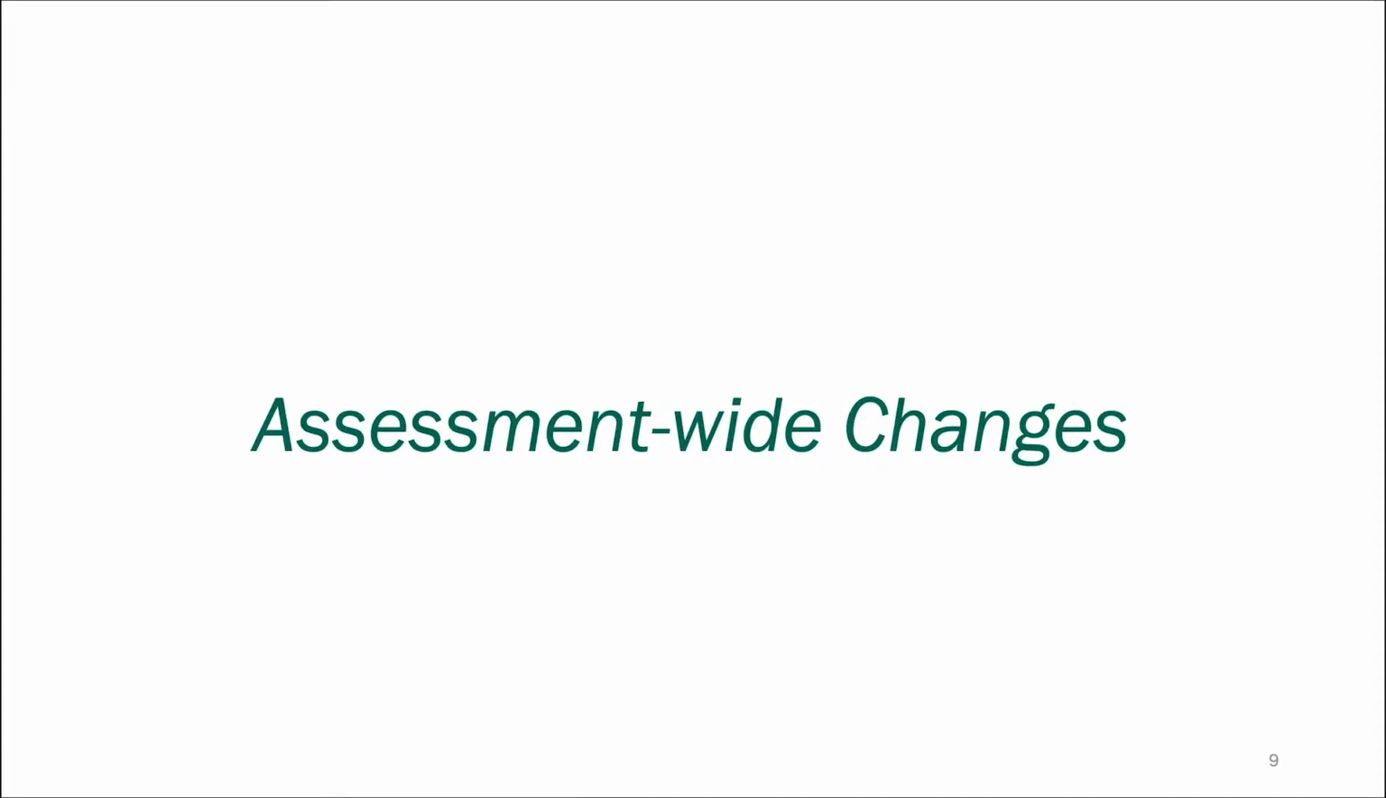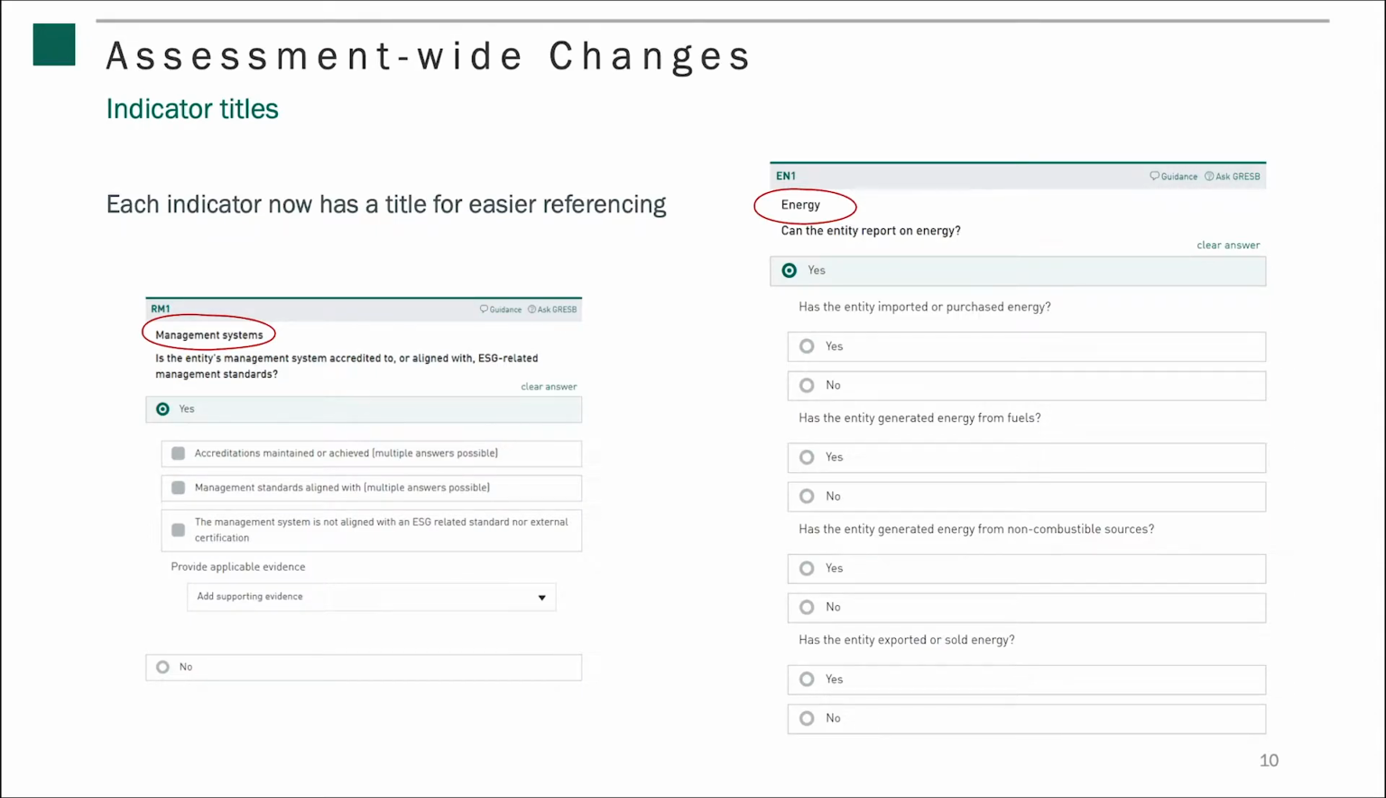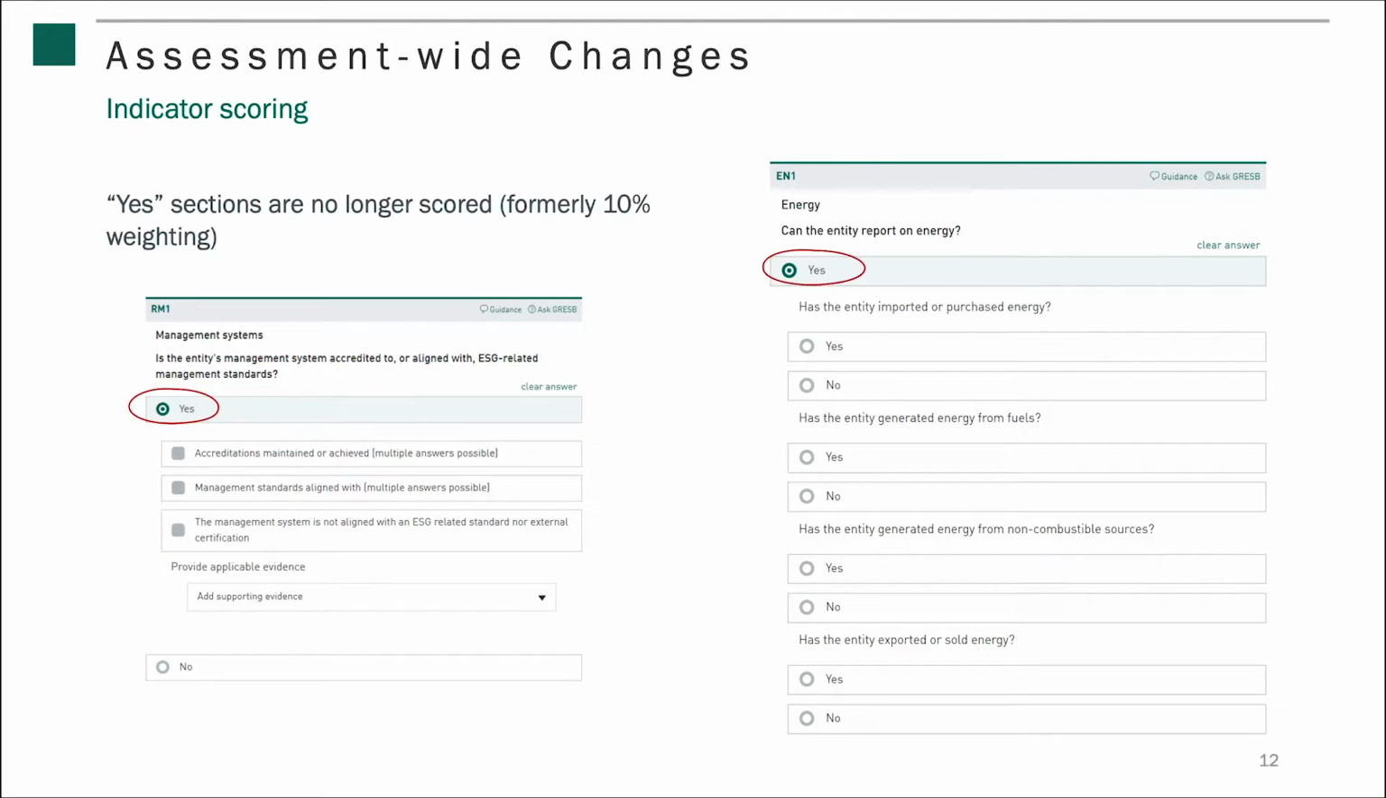Now let's review the changes that apply throughout the assessment. All indicators have been given titles to make them easier to reference. All indicators have been formulated to clearly apply to the entity level. Yes sections were previously scored and received 10% of the points for an indicator. This is no longer the case in 2020.